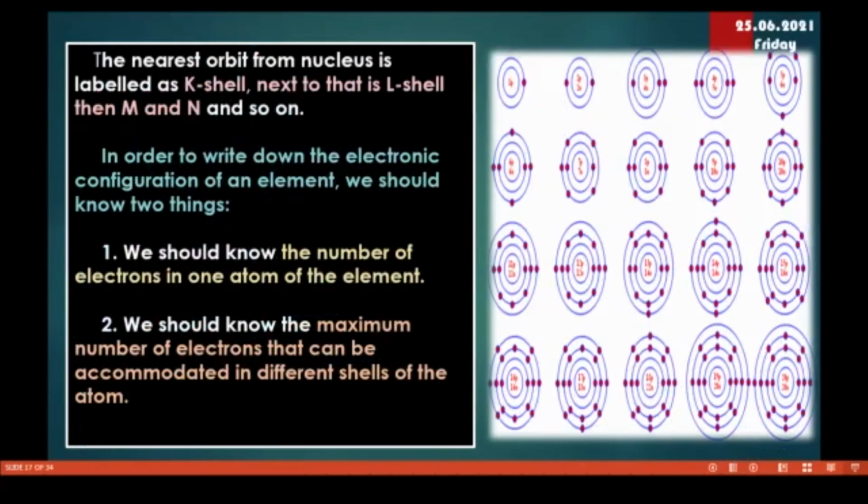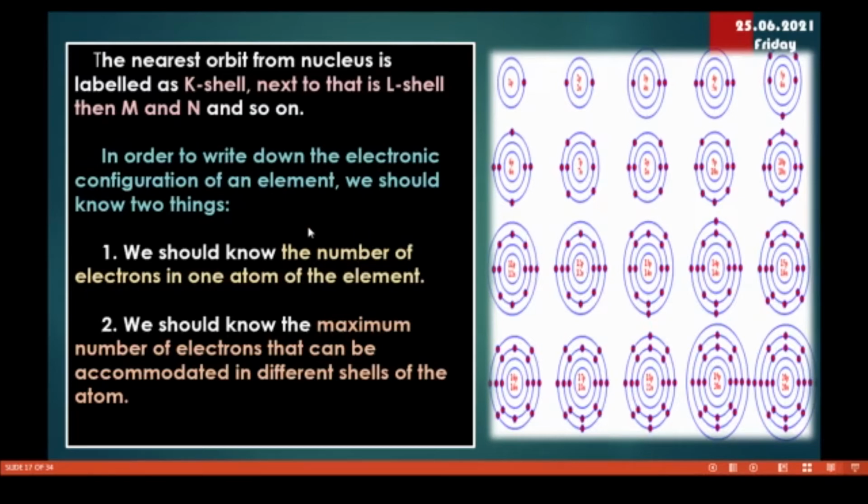The nearest orbit from the nucleus is labeled as the K shell. Isn't it, students? Next to that is the L shell. Afterwards M and then N. So K, L, M, N. So first you fill the K shell.